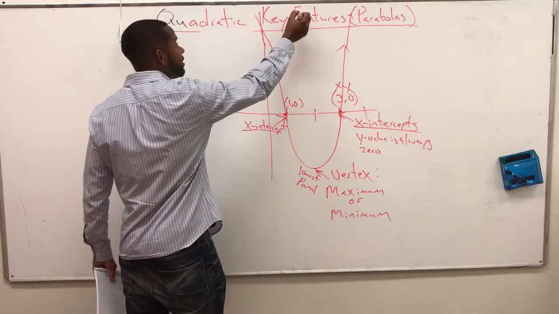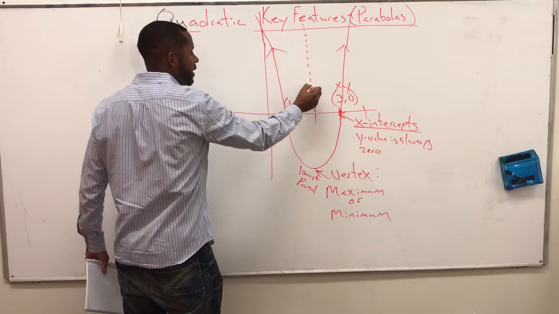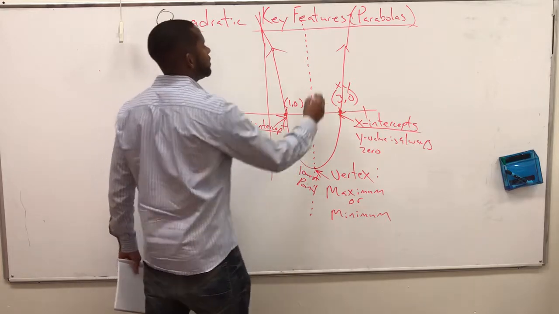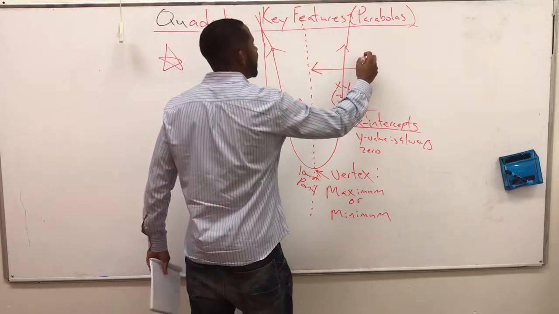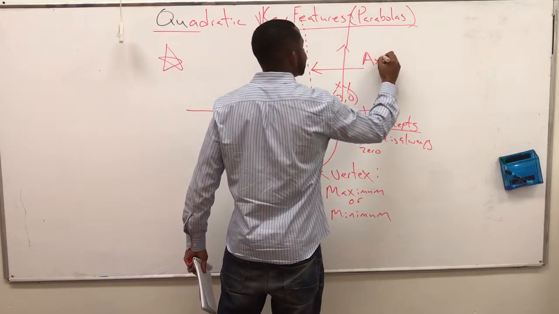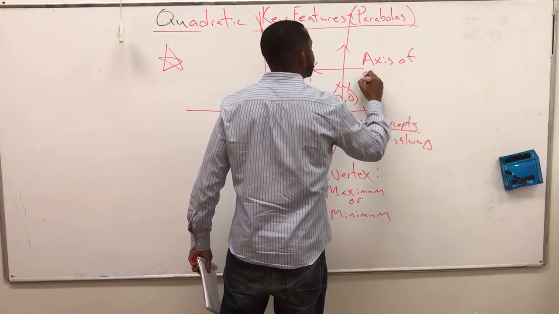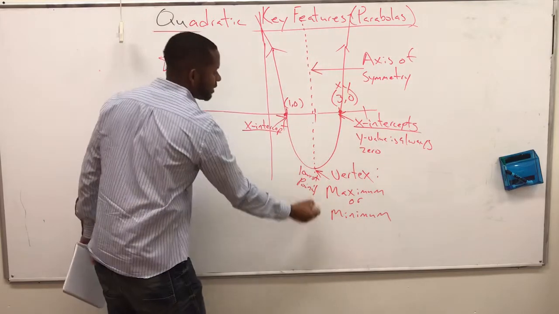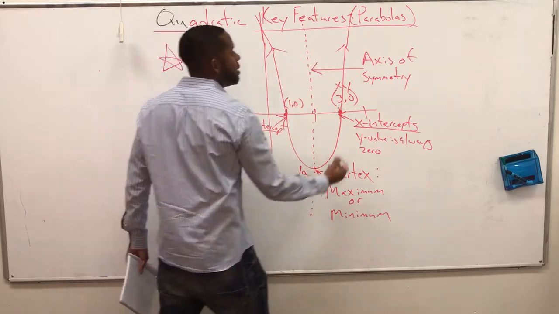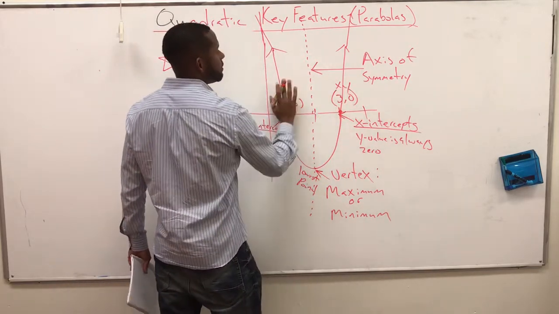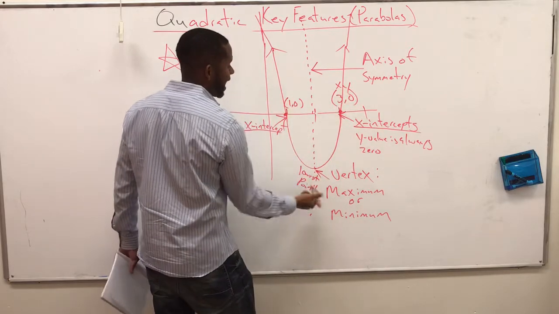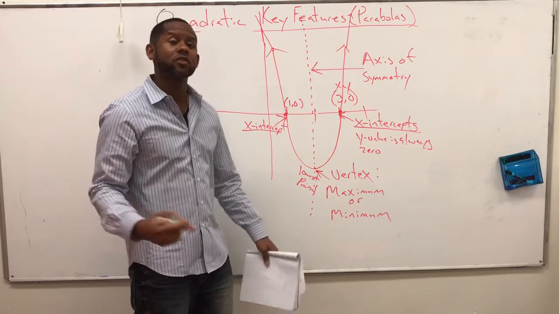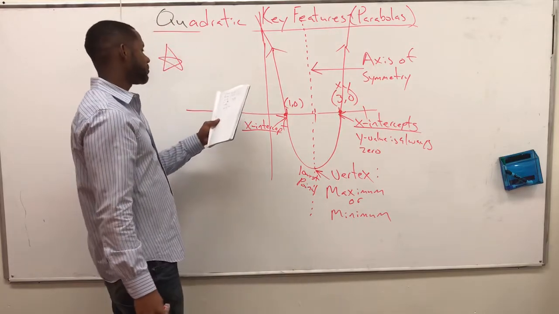There's this imaginary line that cuts straight through the vertex. This imaginary line is called the axis of symmetry, right? There's not an actual line here, that's why it's dotted. It's imaginary, but it basically is a mirror image on both sides. It kind of cuts it in half, and it always goes right through the vertex. So that imaginary line is called your axis of symmetry.